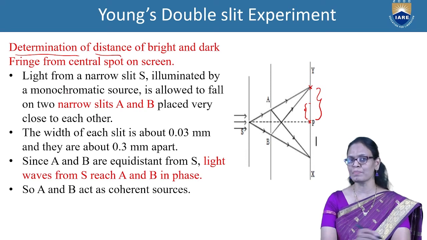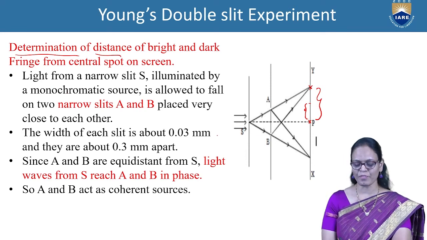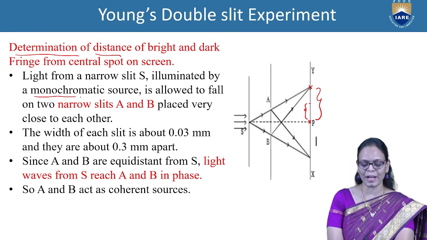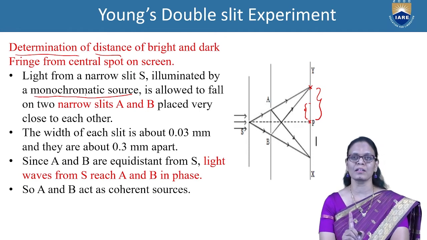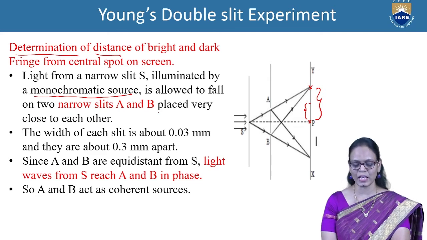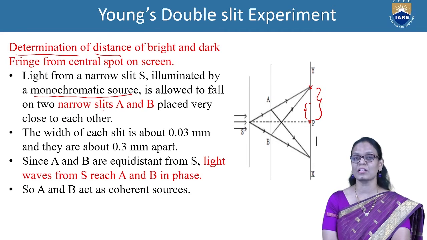Now, the same setup we are going to use. Light from a narrow slit S is illuminating. This is a monochromatic source. What is monochromatic? Monochromatic always represents light of a single wavelength. Mono means single, chromatic means color. A single color will have a particular wavelength. So light of a single wavelength is allowed to fall on two narrow slits. We always mention that the slits should be very narrow.